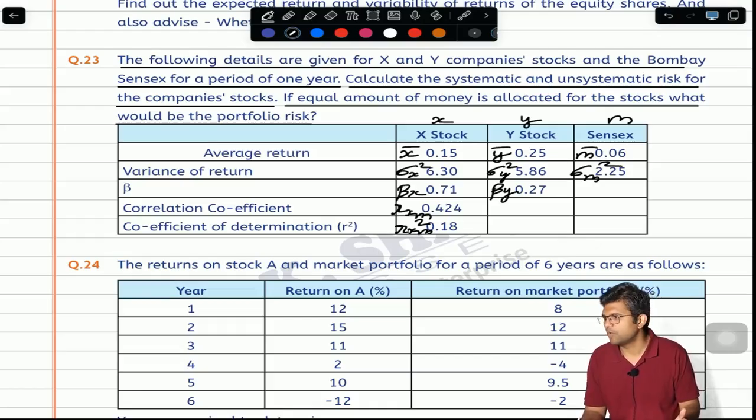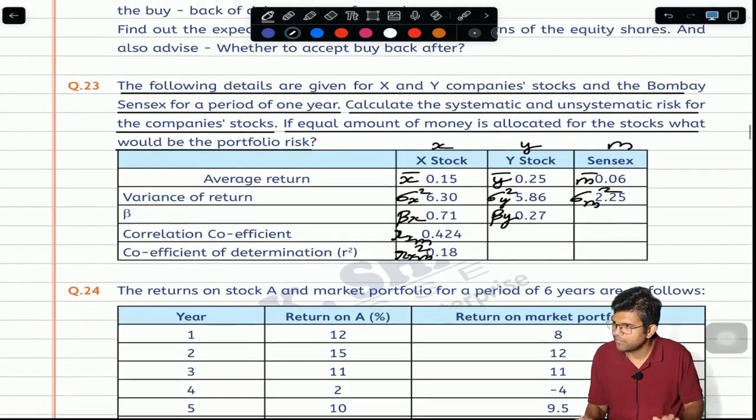Students, I hope you know the formula. Sigma p square is equal to beta p square into sigma m square plus w x square into sigma e x square, and all that. Just now I taught you the formula. Put numbers and get the answer. Want to try this question? 8-mark question. Start.